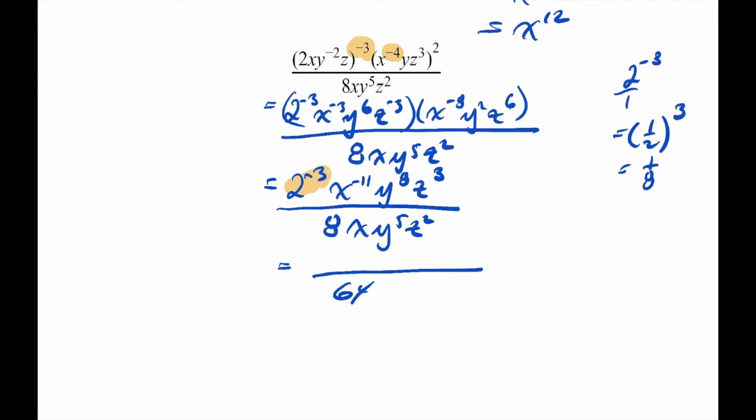So here I'm going to get x to the power of 12 in the denominator. y to the power of 8 divided by y to the power of 5. So y is going to be in the numerator, so y to the power of 3. And then I got z cubed divided by z squared, so it's going to leave me z on top. So it's a little bit crammed in there. Let me just move that down a little bit and rewrite the exponent so it's a little bit more clear. So that's going to be y to the power of 3.